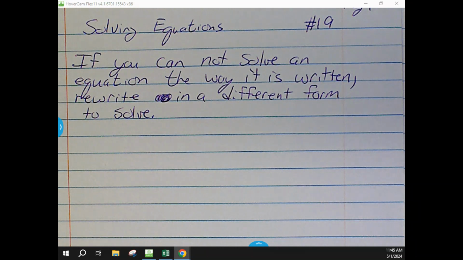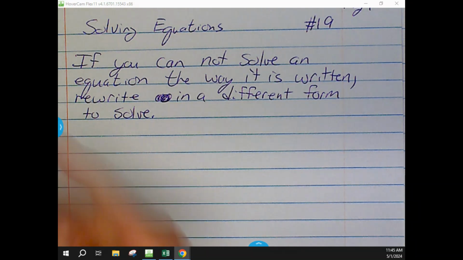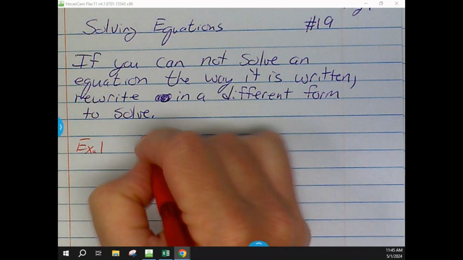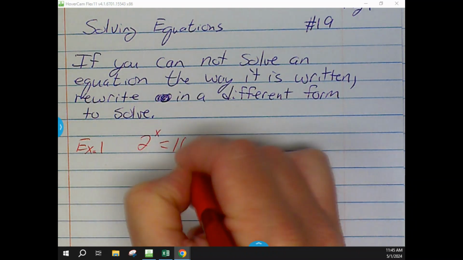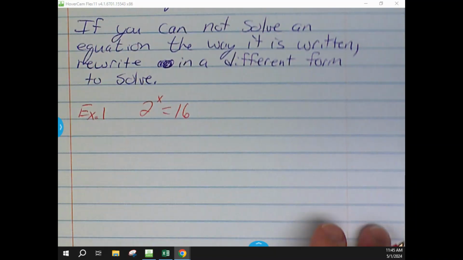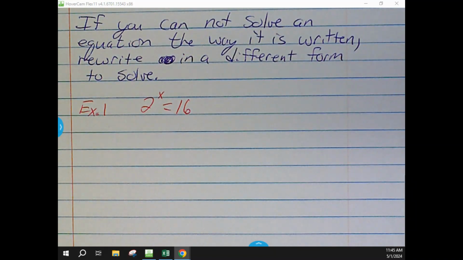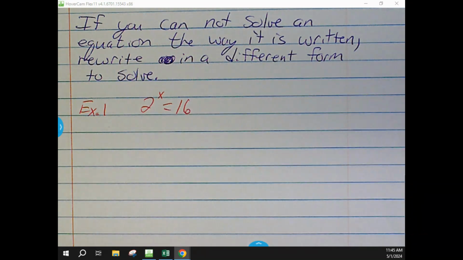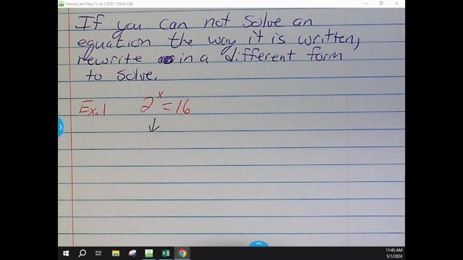All right. So for example one, here's what we're looking at. We've got 2 to the x equals 16. Right now it's in exponential form. If we had 2 to a certain power here, we could just punch it in the calculator and go. If this is the case, we're going to take this and rewrite it in log form.